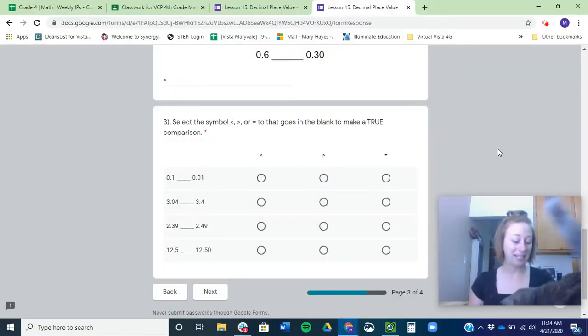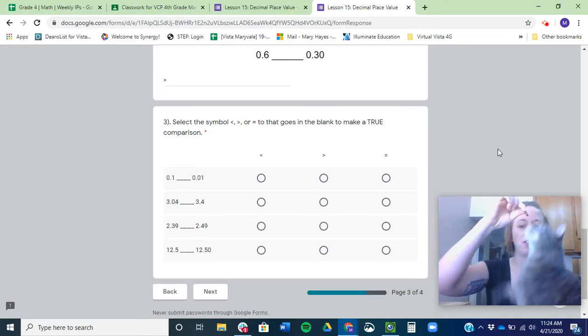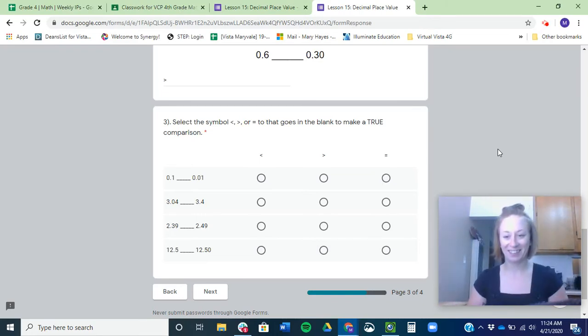Okay, you guys, Kitty Badger will not leave us alone, so we've got to give her a treat. If we don't give her a treat, she will pretty much be in our way the rest of our lesson.